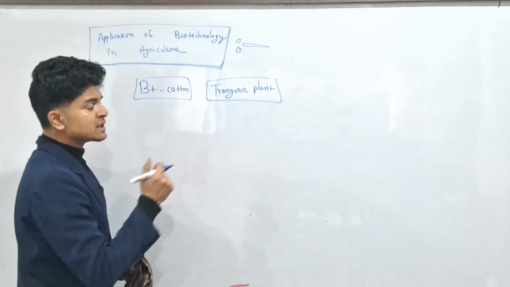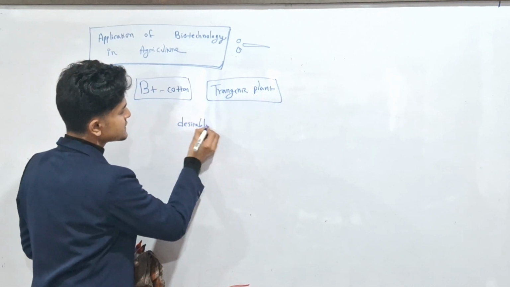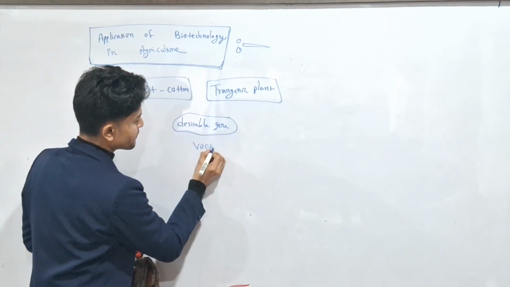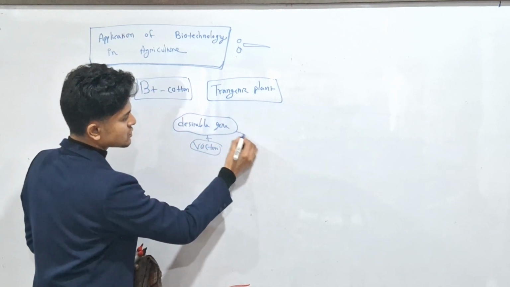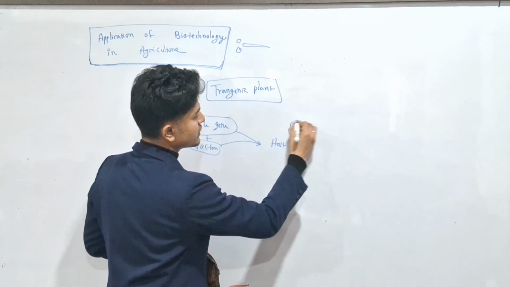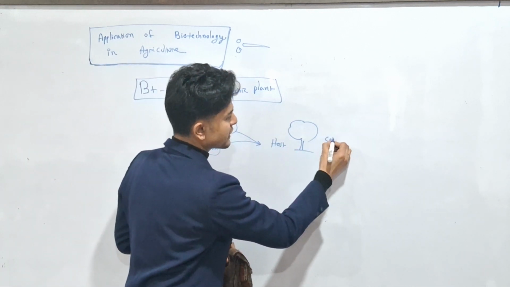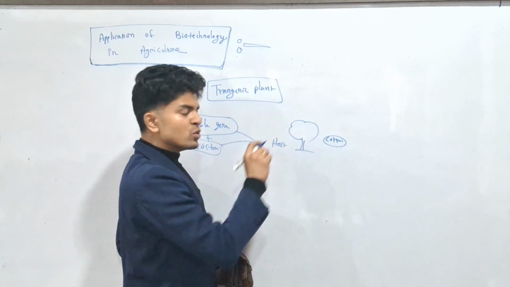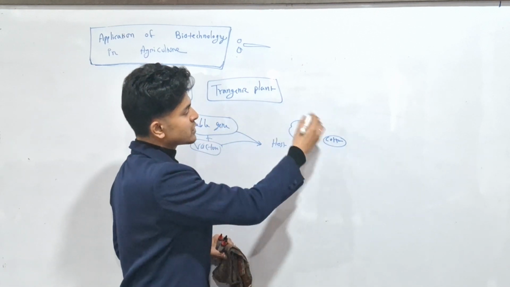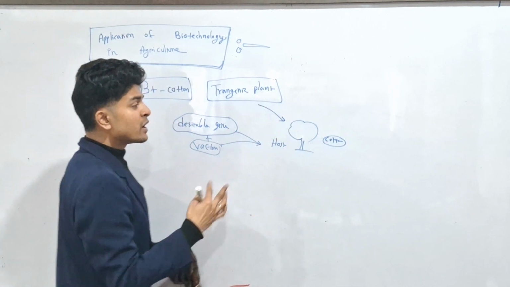So how can we modify their genetic makeup? The plant has its own genetic makeup, but here we take a desirable gene and introduce it with a vector into a host body. Here, the host is our cotton plant. The cotton plant has its own genetic makeup, but we insert another gene that we need. That's why it is known as a transgenic plant.